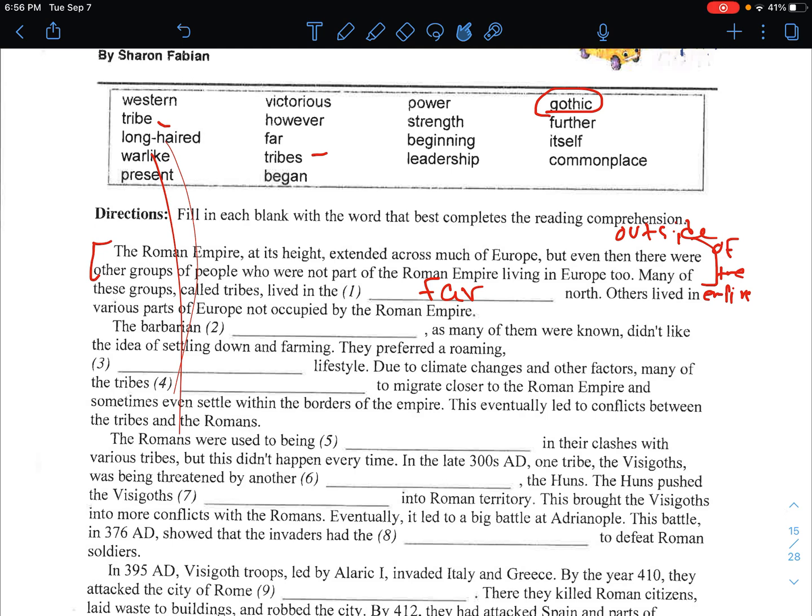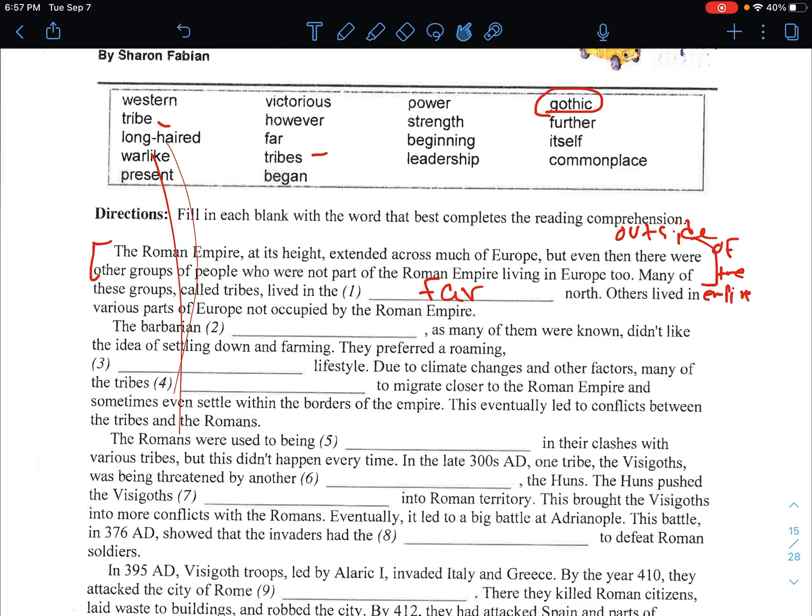Others lived in various parts of Europe, not occupied by the Roman Empire. So there were some people that lived outside of Europe that were not part of the Roman Empire. Those people are considered barbarians by the Romans, uncivilized people. The barbarian, blank, as many of them were known, didn't like the idea of settling down and farming. They preferred a roaming blank.